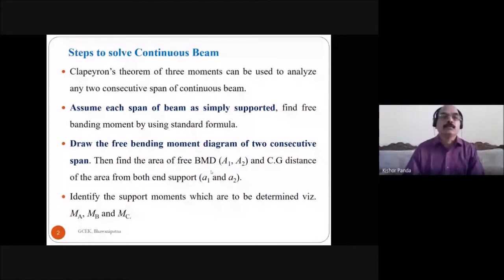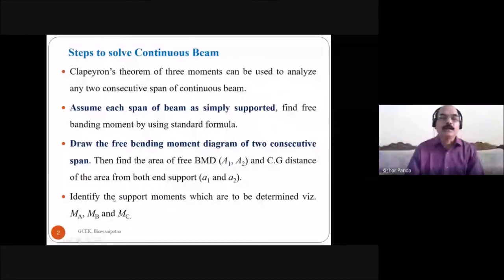First, you have to assume each span of the beam as simply supported, then find the free bending moment using the standard formula. Then after getting this, you have to draw the free bending moment diagram of two consecutive spans, then find the areas of the free BMD, A1 and A2, and the CG distances of the areas from both end supports, x1 and x2. You have to draw the free bending moment diagram, then find the area of the free BMD, then find the centroidal distance of this area from both end supports.